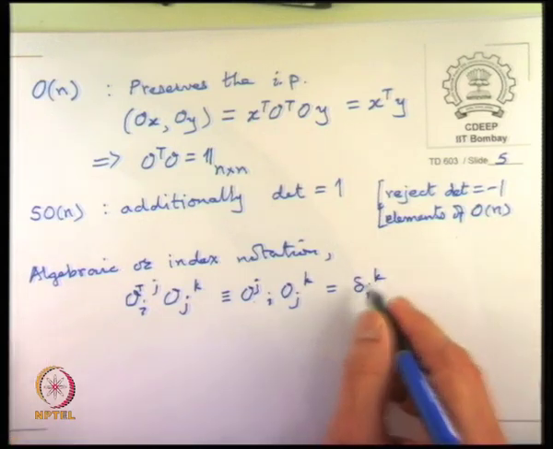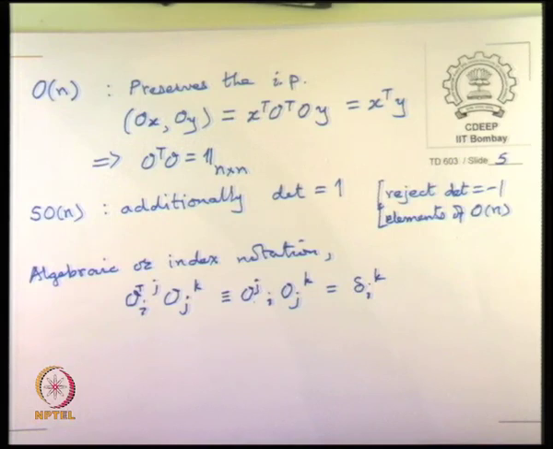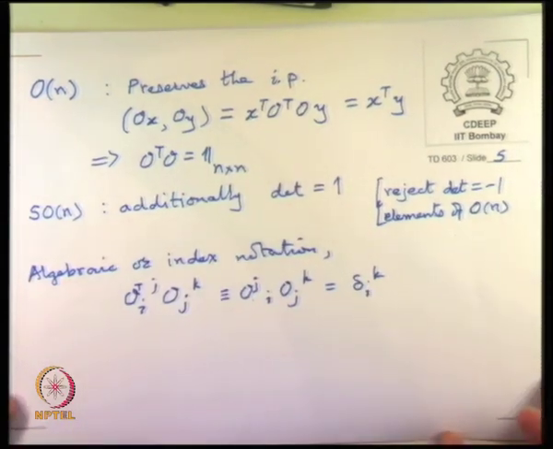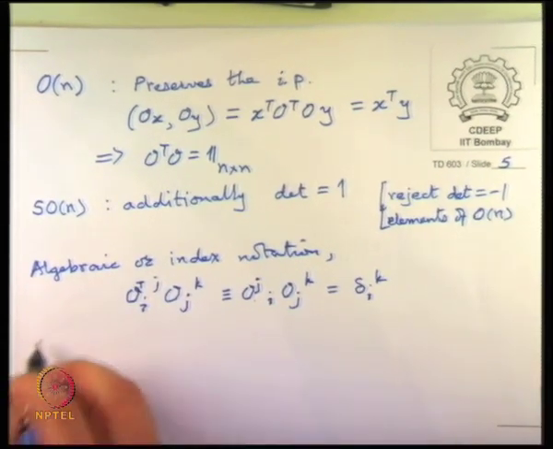For identity it actually does not matter where i and k go, but okay. So, this is index notation for stating the same thing, and then there is a geometric interpretation.